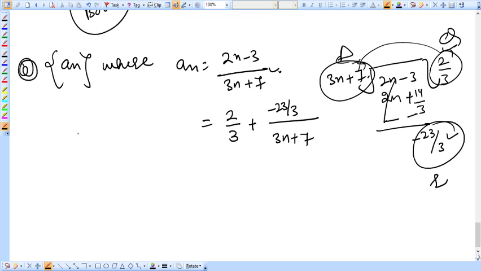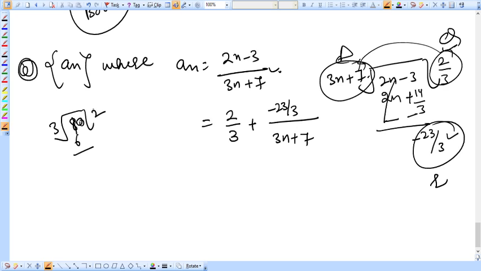Don't get confused in this. Like if you are dividing 8 by 3, 2 multiplied by 3 gives 6 over here and 2 as the remainder.